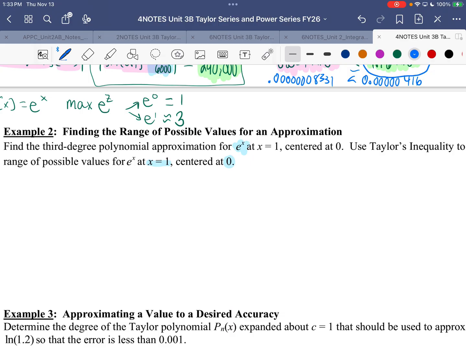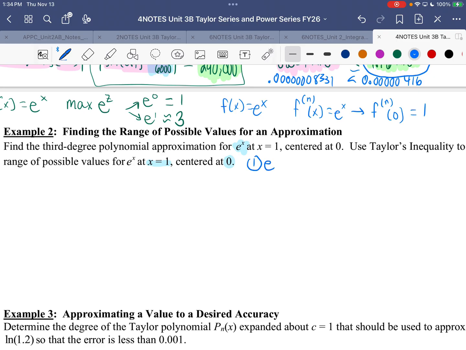But what would we have to do if f of x is equal to e to the x? What would the derivative of e to the x be? Are all of them going to be e to the x? Yes. So no matter what level of derivative, if we're centered at 0, what would the numerators of the coefficients all be? 1. They'd all be 1, and they would be positive, yes.